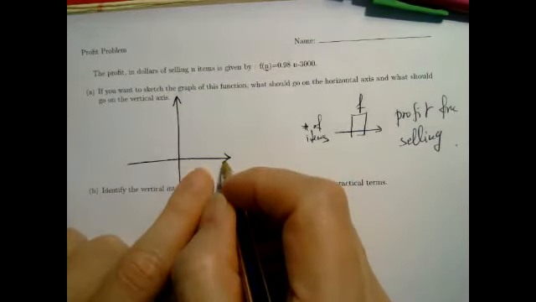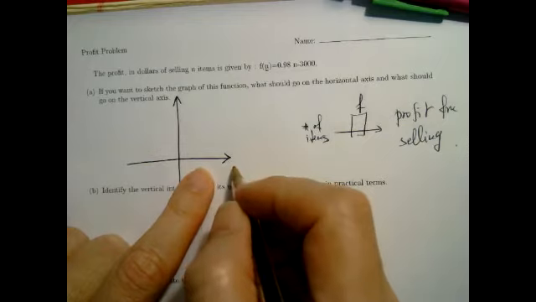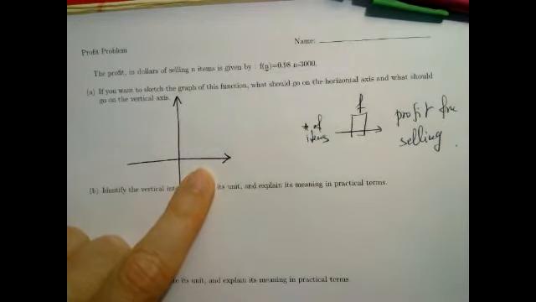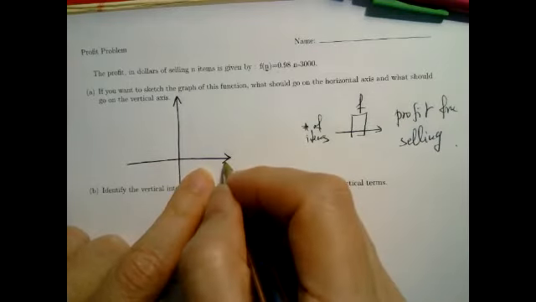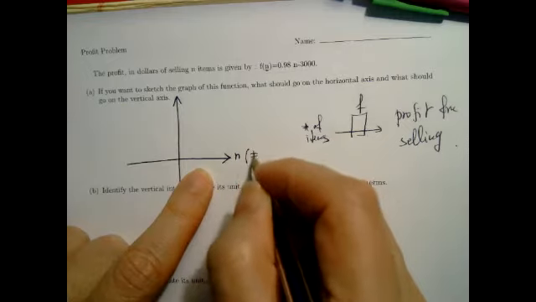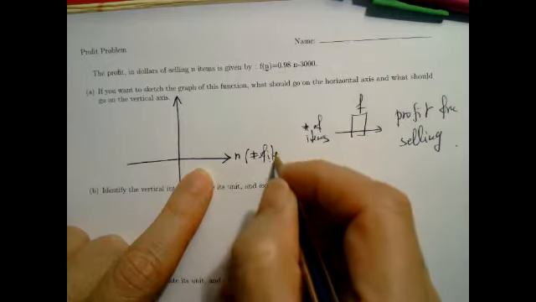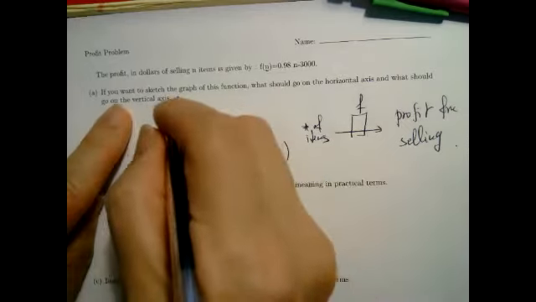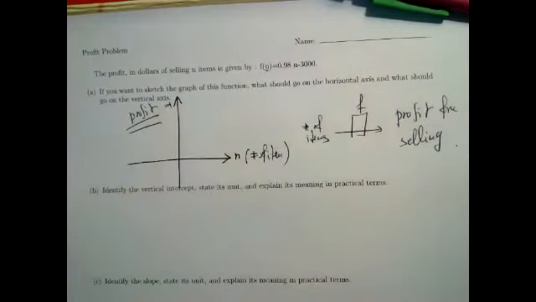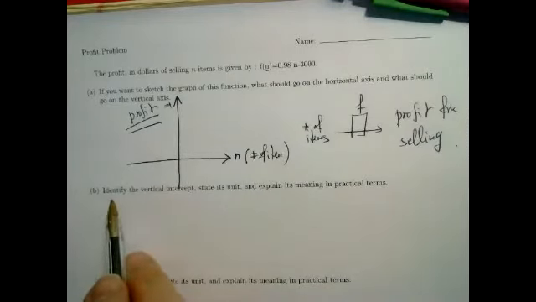What should go here? Quickly. What goes on the horizontal axis? The number of items. So this is n, the number of items, always the input. And here, the profit, the output. All right? Okay.